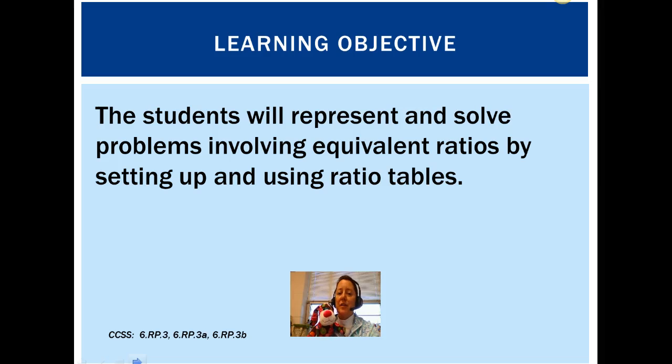Today's learning objective is: students will represent and solve problems involving equivalent ratios by setting up and using ratio tables. You think that sounds a little bit intimidating, huh? Well, let's take a look at a couple key phrases in that. Equivalent ratios simply means we're going to be making equal fractions. And using the ratio tables means we're just going to be putting equal fractions in a table form.